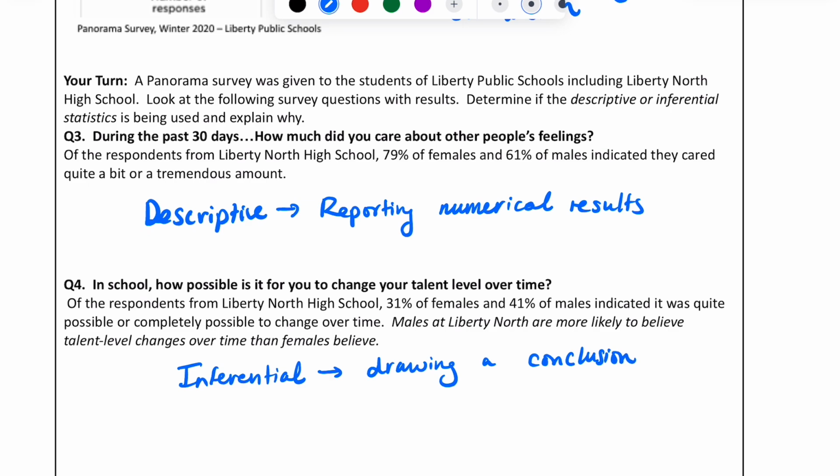Question 4, of the respondents from Liberty North High School, 31% of females and 41% of the males indicated it was quite possible or completely possible to change over time. Thus, we can make the conclusion that males at Liberty North are more likely to believe talent level changes over time more than females. So comparing those between the 31% and the 41%, we're drawing the conclusion that males are more likely to believe than females, hence giving us an inferential statistic here.